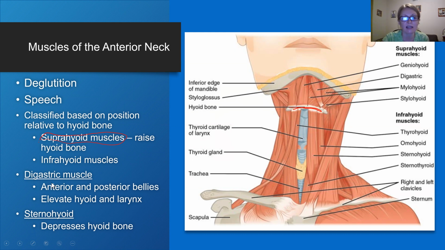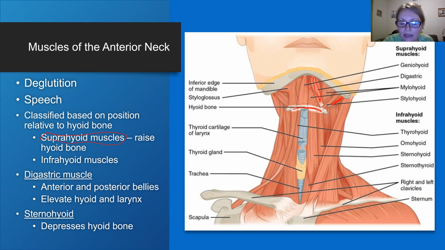So we're covering the digastric muscle. And this is this one. So here's our anterior belly, and here's the posterior belly right there, right? And it elevates the hyoid and larynx. So you can see, because it's connected to the hyoid bone, when you contract, the hyoid bone will go up.